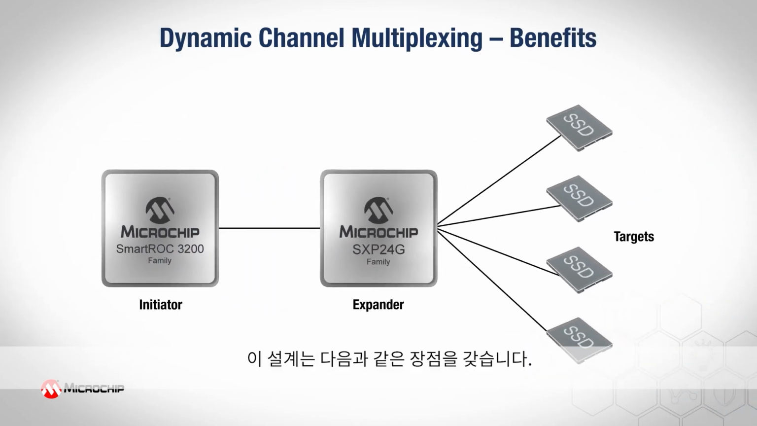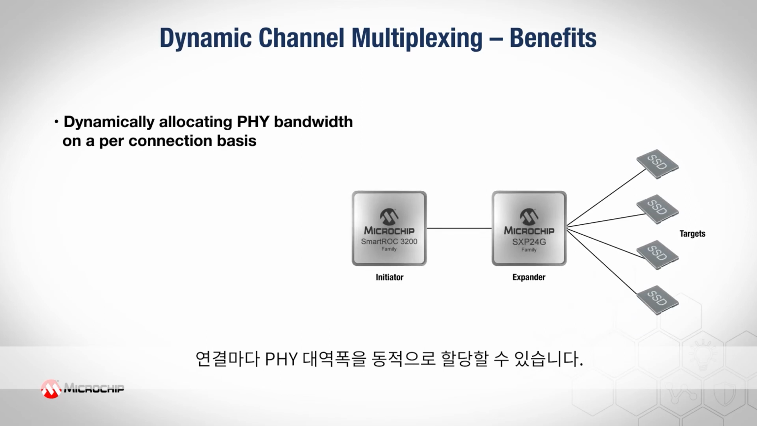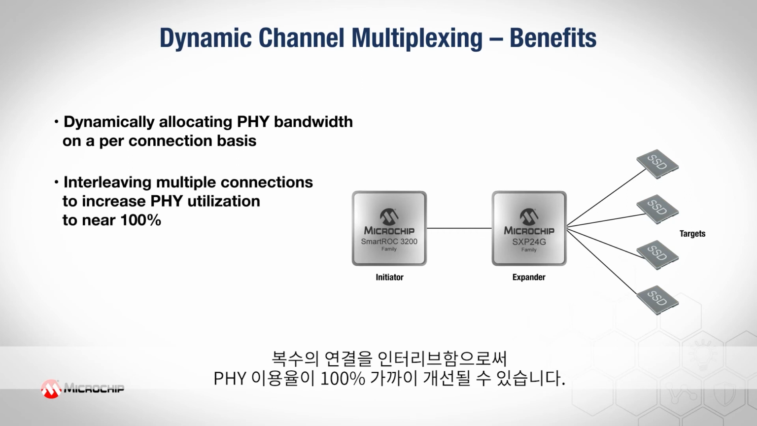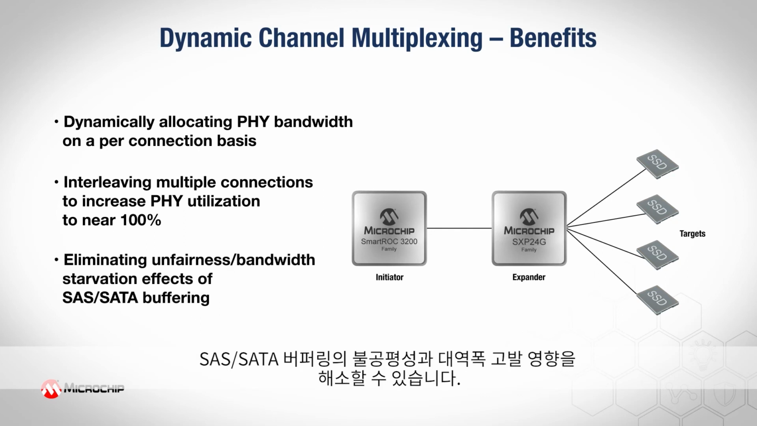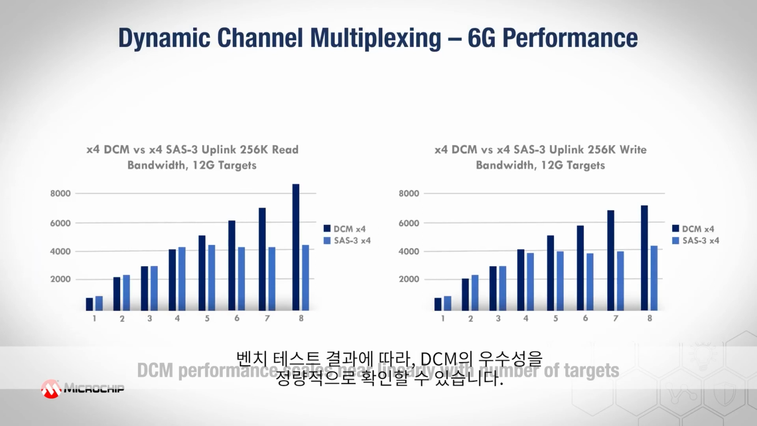The benefits of this design include dynamically expanding the number of channels serviced per PHY, dynamically allocating PHY bandwidth on a per connection basis, interleaving multiple connections to increase PHY utilization to near 100%, eliminating unfairness and bandwidth starvation effects of SAS-SATA buffering, and eliminating the store and forward needs of SAS-SATA buffering. Bench test results provide a quantitative confirmation of the advantage of DCM.